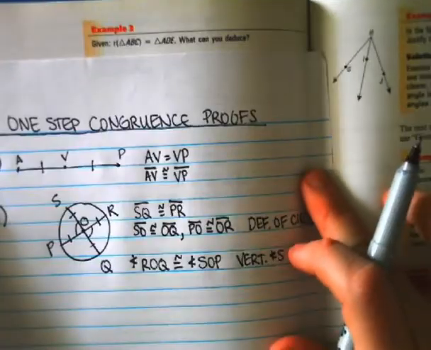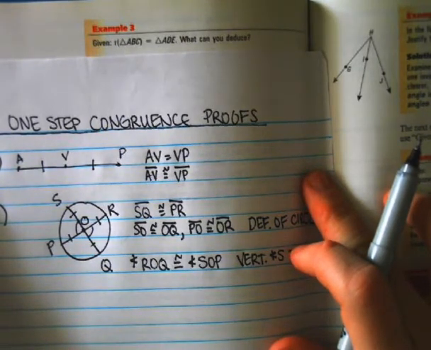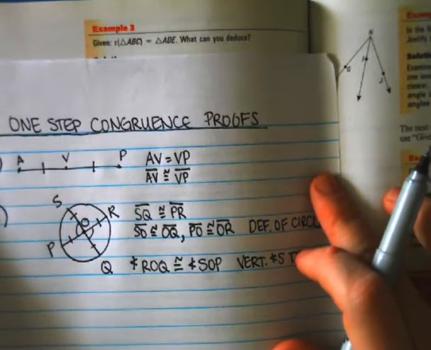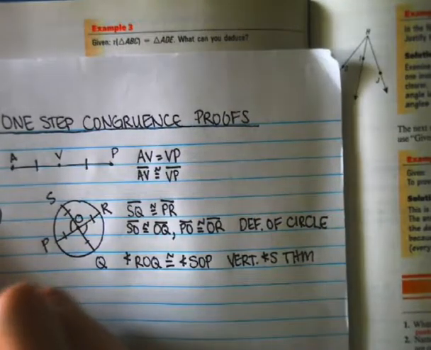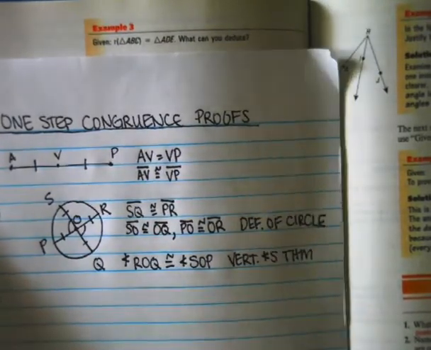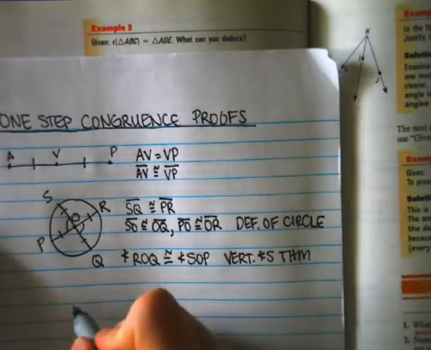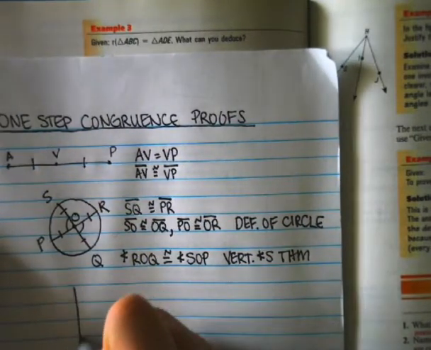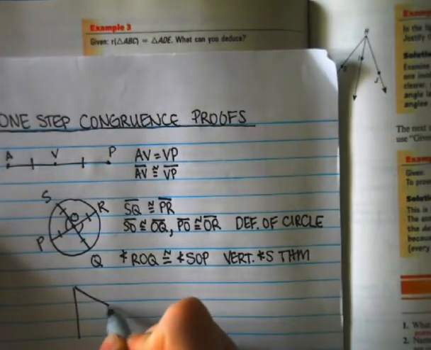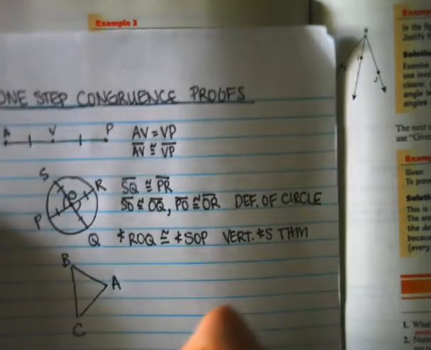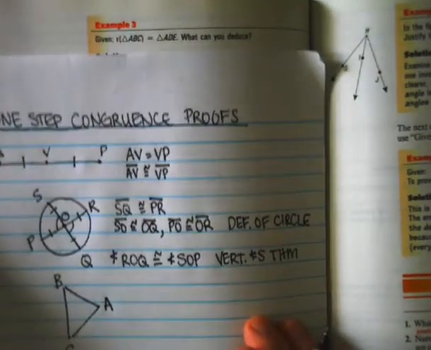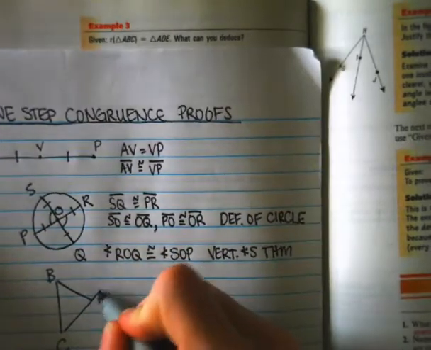All right, let's look at example 3 on the next page. Given that we have a reflection of triangle ABC and it's going to be ADE. Okay, so let's draw a picture. I was checking to see if they had drawn a picture for us, but let's try to imagine this. So we have a triangle ABC, and that has to become ADE. So something like this.